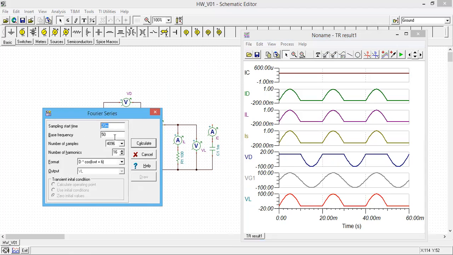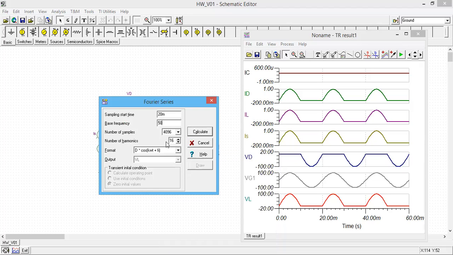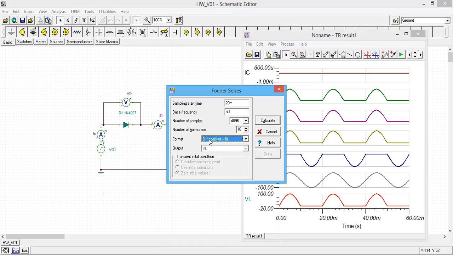And it stops here, 60 hertz by default. The base frequency, I know this waveform has a 50 hertz base frequency. That is my fundamental. You can have more samples, but 4096 will be enough. The number of harmonics to be displayed, 16 will be enough for this case. The format, cosine would be okay, as a cosine waveform. And you have selected the harmonics to be received from the output voltage VL. Then press calculate.